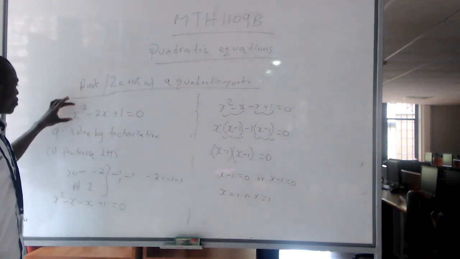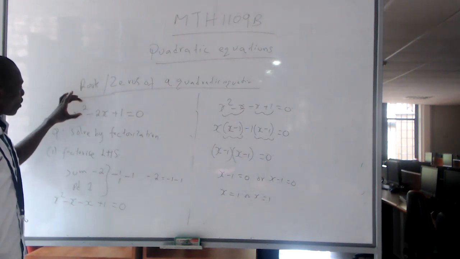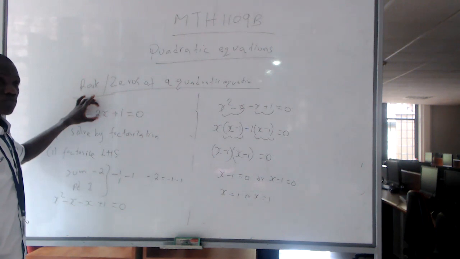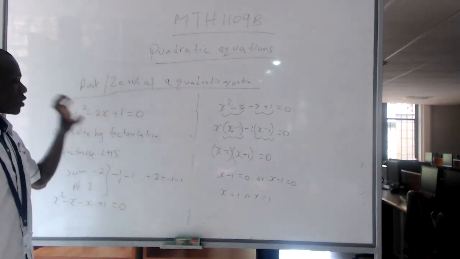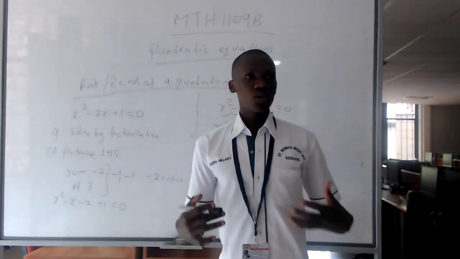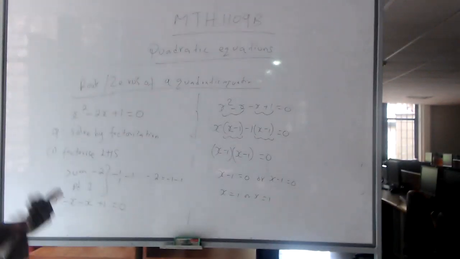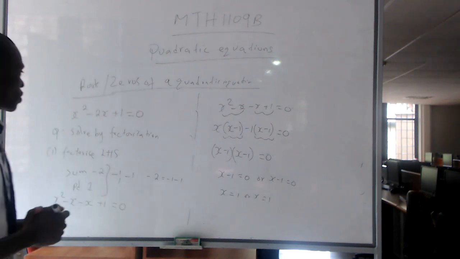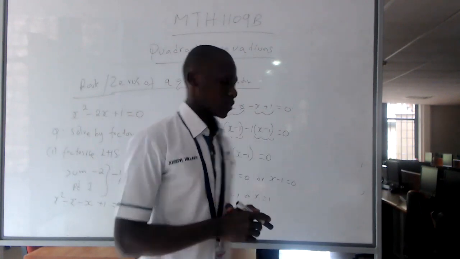So if I put 1, 1 squared is 1, 2 times 1 is 2. So 1 minus 2 plus 1 is 0. So 1 solves this equation. The beauty about this quadratic equation is that once you found a 0, you can always substitute it back into the equation and see if it is really a 0. So this is how we solve quadratic equations by factorization.